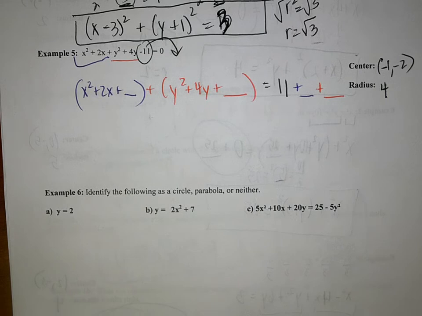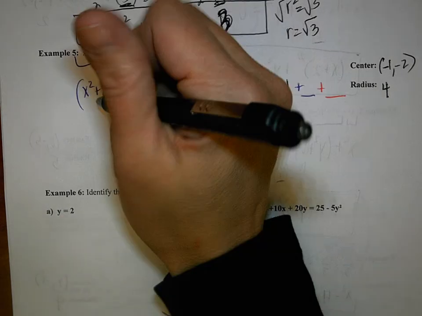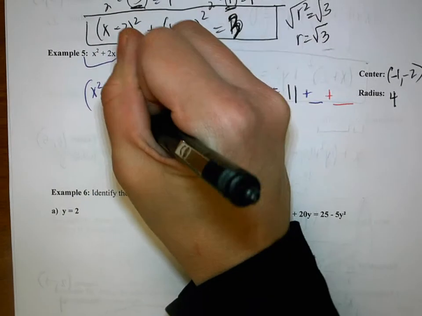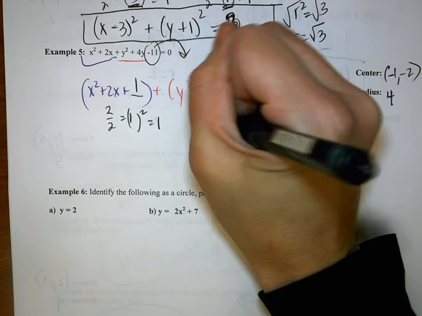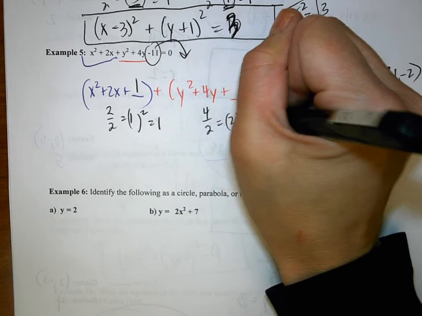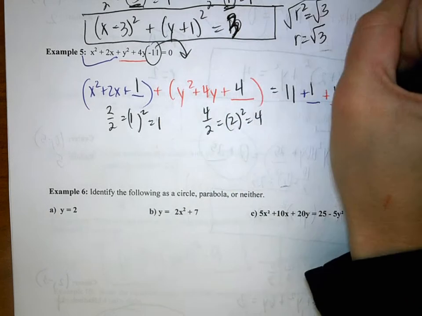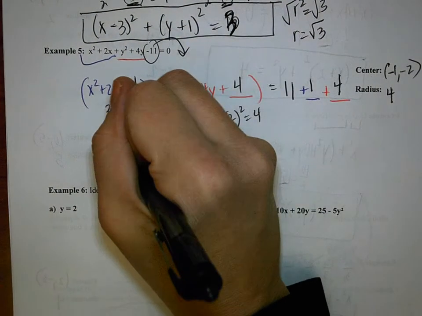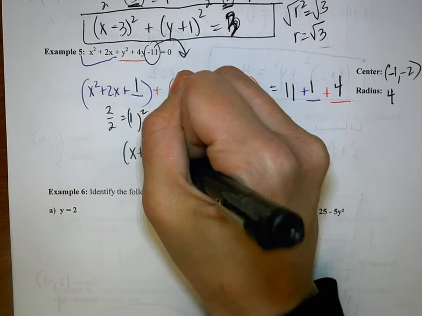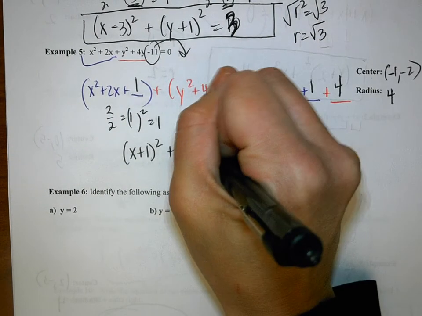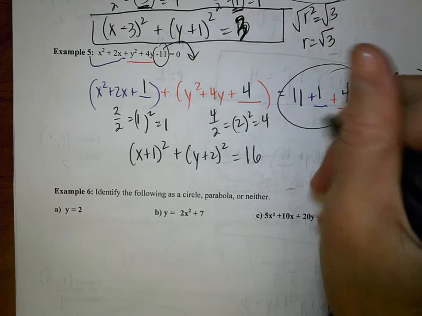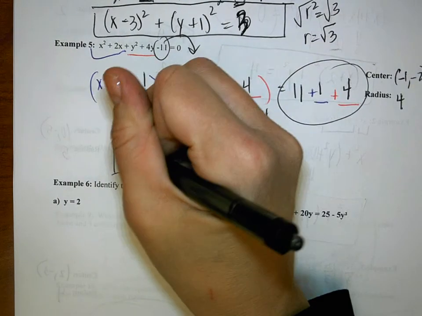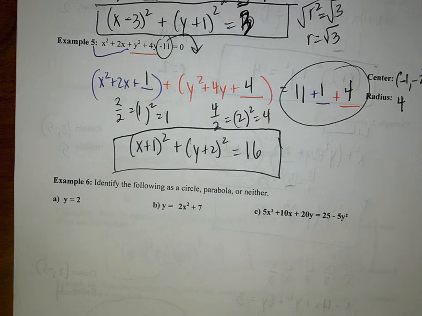When we complete the square here, 2 divided by 2 equals 1. 1 squared equals 1. So 1 goes in each of my x blanks. 4 divided by 2 is 2, and 2 squared equals 4, so 4 goes in each of my y blanks. My equation ends up becoming x plus 1 squared plus y plus 2 squared equals, and 11 plus 1 plus 4 makes 16. This is my equation in descriptive form, and then my center is -1, -2, radius is 4. Questions?